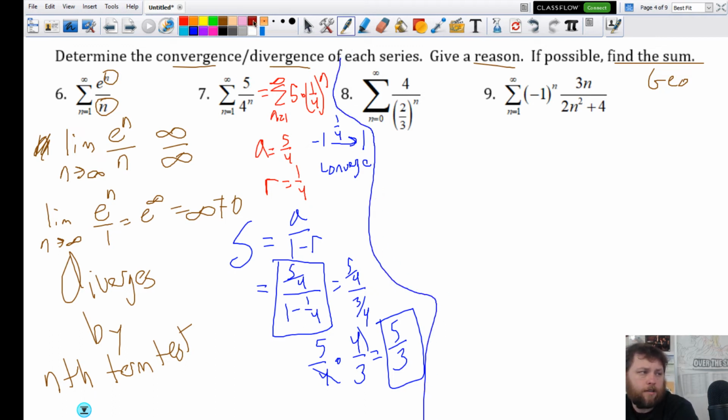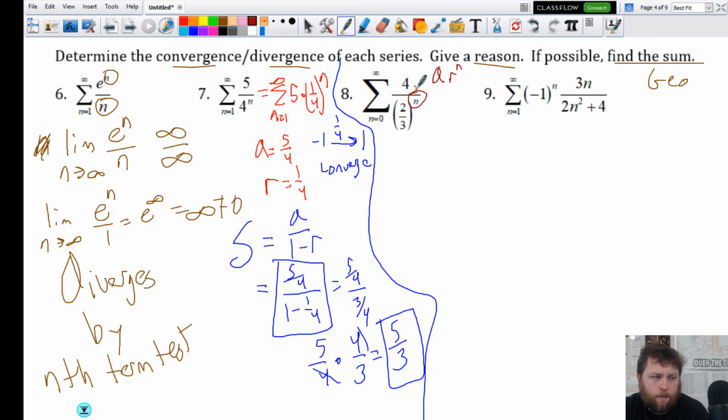Alright, let's do 8. Oh, I am geometric series again. Why? Because the n dealie, and that's my only n. Careful, this is on the bottom. So this might change things. This is not in the right format because we have to have a times r to the n power. R is on the top.